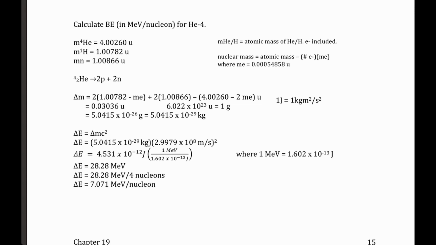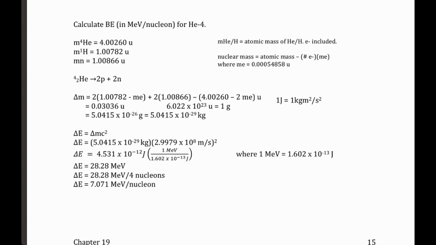So we use the Einstein equation. Delta E is delta m c squared. We put in our m of 5.0415 times 10 to the minus 29 kilograms, and we multiply by c, 2.9979 times 10 to the 8th meters per second. We multiply by c squared, so we're squaring that quantity. And if you look at units, we will have kilograms meters squared per second squared, which is the unit of joule. So we replace that with joules. So our number comes out to be 4.531 times 10 to the minus 12.